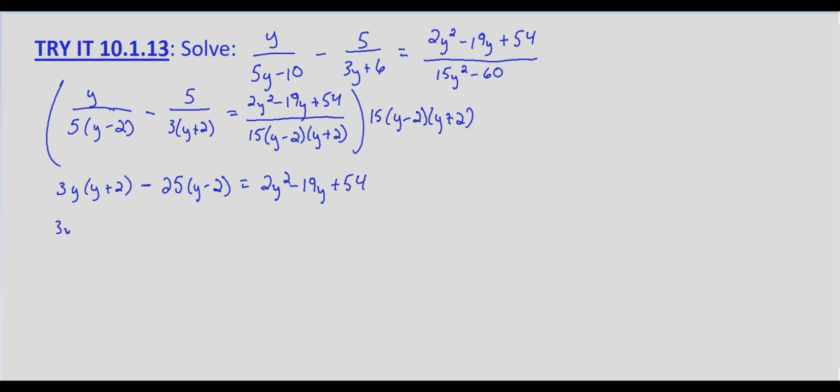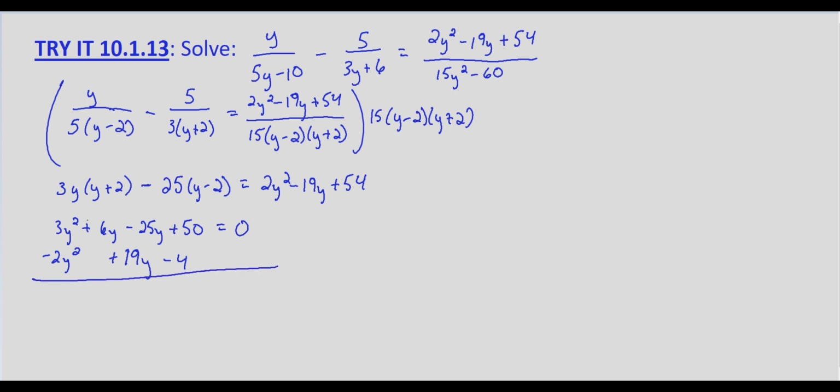Now we'll distribute to simplify on the left-hand side. We end up with 3y squared plus 6y minus 25y plus 50. And that still equals 2y squared minus 19y plus 54. I'm just going to go ahead and write 0 here and subtract each of these terms. So minus 2y squared plus 19y, minus negative 19y is plus 19y, plus 19y. And then 50 minus 54 is minus 4, equals 0.